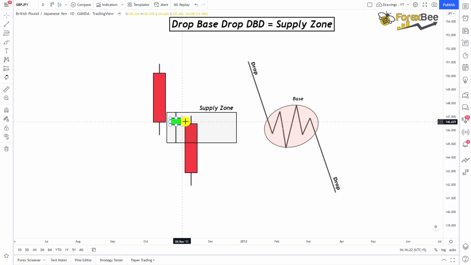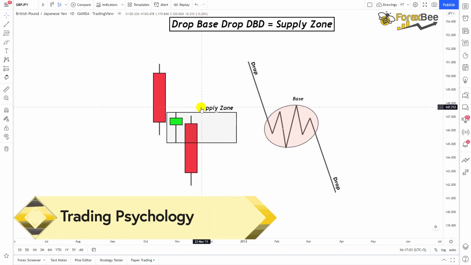But the thing is that inside these base candles, the body of the candles should be small and the shadows should be large. Now this high of the base candle is the high of the supply zone, and this low of the base candle is the low of the supply zone. So we can draw the supply zone on this base candle here, as you can see that I have already drawn it. This is a complete pattern that you need to detect in order to detect the supply zone successfully.